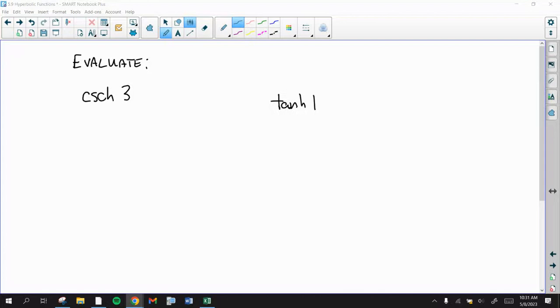Welcome to the world of hyperbolic functions. We're going to evaluate these two functions. So first, let's look at the hyperbolic cosecant of 3.